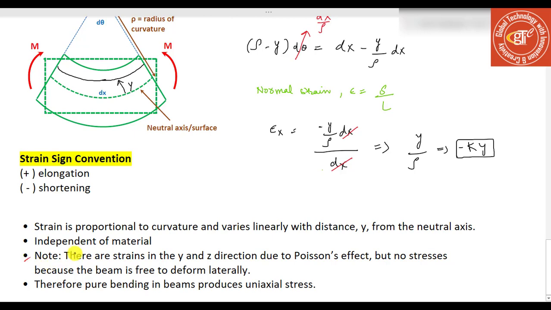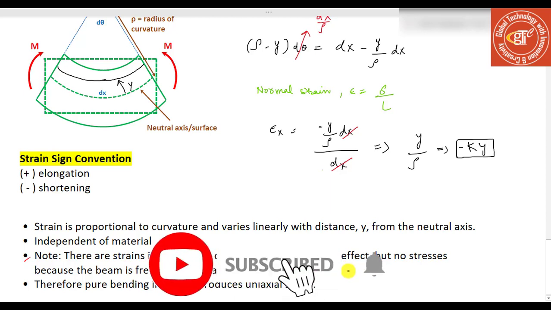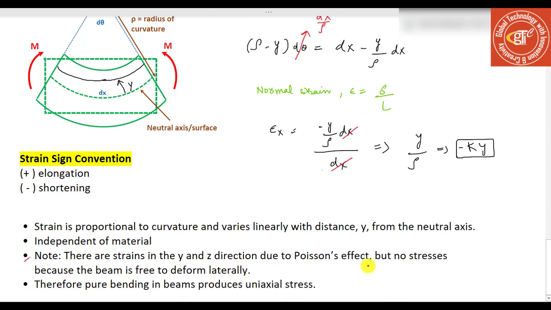Note that there are strains in the y and z direction due to the Poisson effect, as we discussed in our previous video lecture related to fundamentals of stress, strain and axial loading, but there are no stresses because the beam is free to deform laterally. Therefore, pure bending in a beam produces uniaxial stresses. We will look at stresses in my next video lecture, and I will see you then.